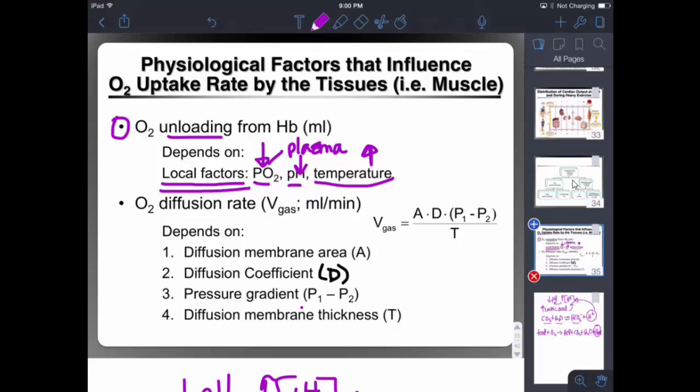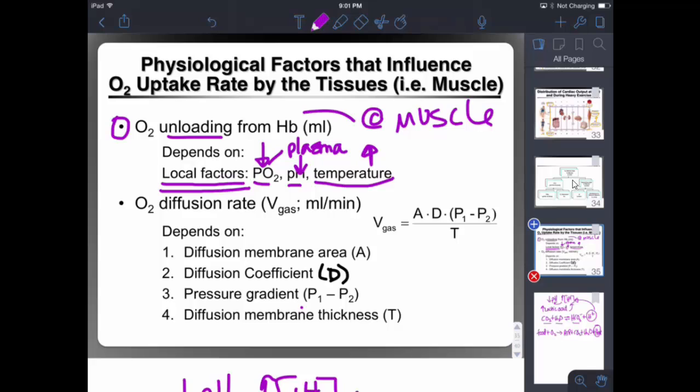So what we see during exercise is greater unloading from hemoglobin at a time when we need greater unloading from hemoglobin at the muscle because the muscle is using more oxygen. And the three things that affect this unloading are the drop of PO2 in the plasma, the drop of pH because of hydrogen ions and CO2, and the rise in temperature as a byproduct of muscle contraction.